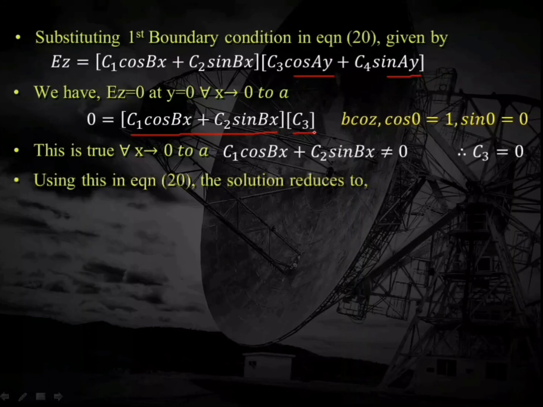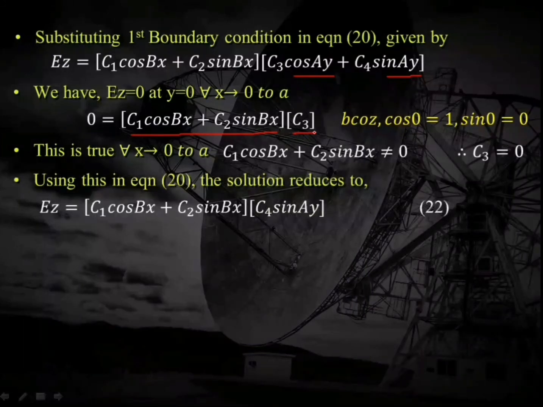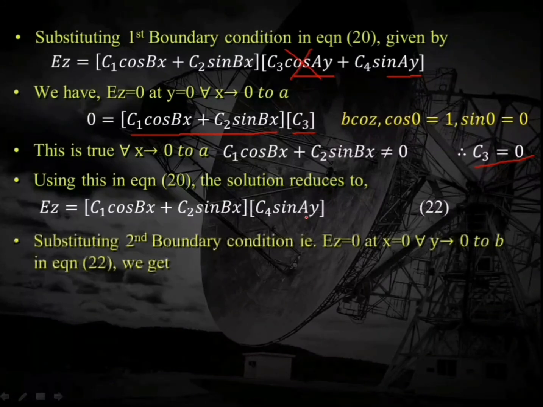So we'll get the solution of equation number 20 into a reduced form, Ez equal to C1 cos bx plus C2 sin bx. And as C3 has been reduced to 0, this term will be removed and we will be left with only C4 sin ay. Now let us apply the second boundary condition, which states that Ez is equal to 0 for x equal to 0 and for all y from 0 to b.